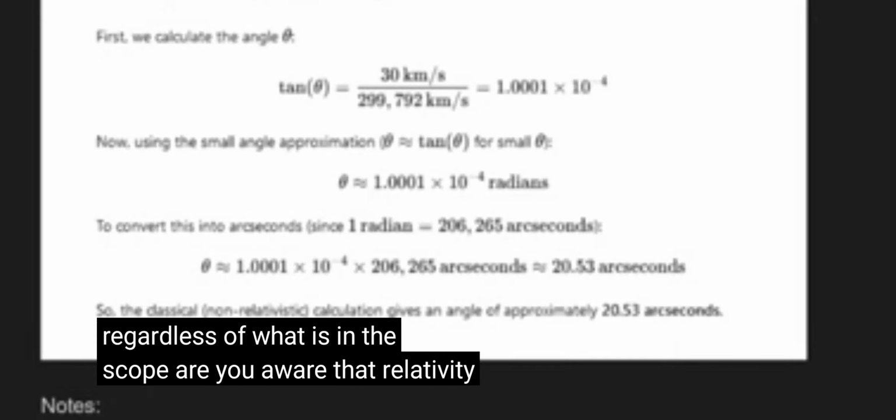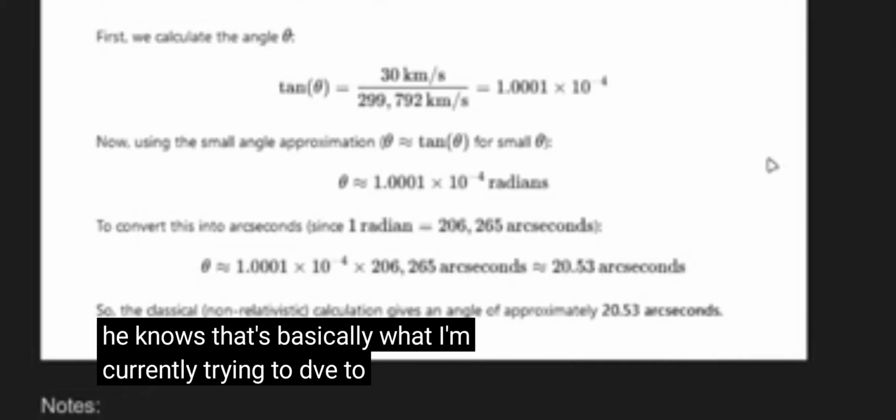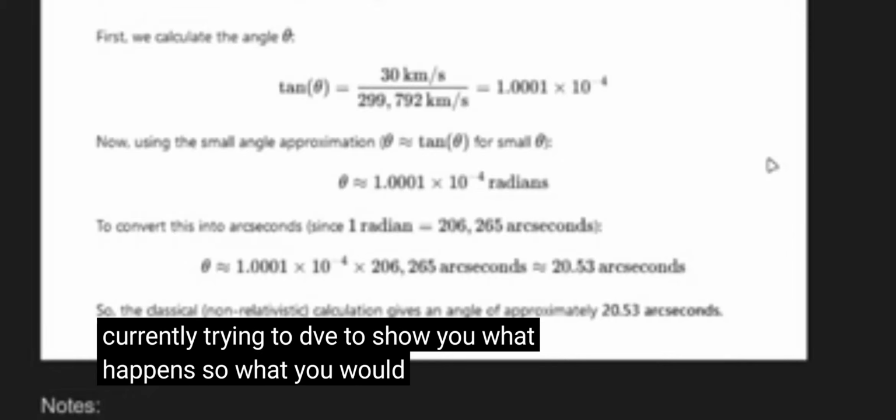Are you aware that relativity uses velocity composition, plus or minus c, to answer Fresnel drag? So what you're saying is contradictory to other parts of relativity. Not at all. Then I think you should show him that. He just agreed. He knows. That's basically what I'm currently trying to derive, to show you what happens from the point of view.